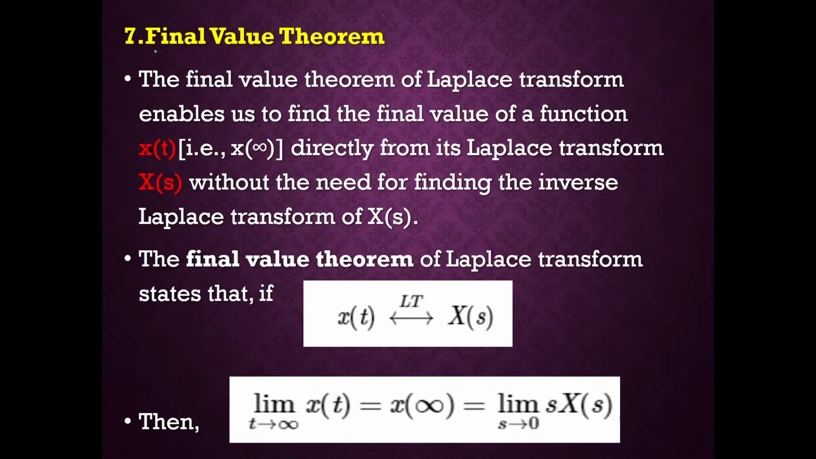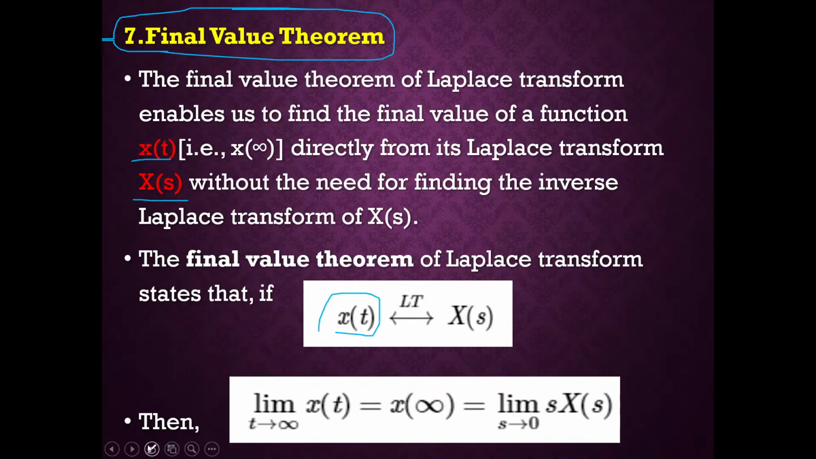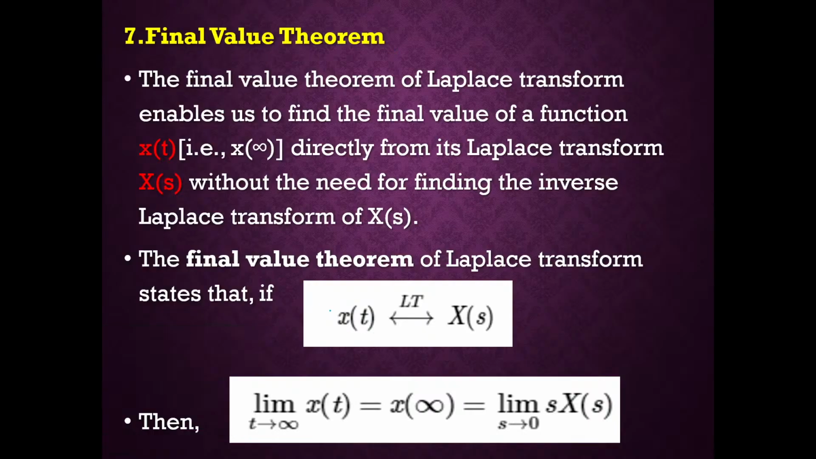Next, final value theorem. If we have x of t, it can be converted into x of s by Laplace transformation. That's what I have written here. Laplace of x of t, you will get x of s. So for limit t tends to infinity of x of t, that is x of infinity, it is equal to limit s tends to 0 s x of s.